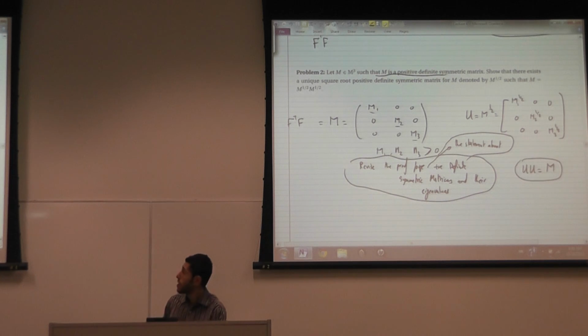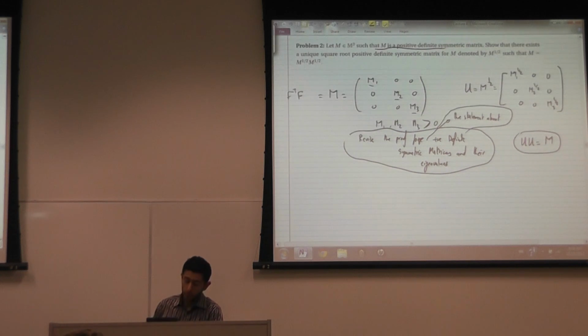Now, is it unique? Can I find another one? It is unique because this positive square root is unique. You only get one positive square root. But let's assume there are two positive definite symmetric matrices. Assume U1 is a positive definite symmetric matrix, and U1 squared is equal to F transpose F. And assume I have another one, a positive definite symmetric matrix, U2, and U2 squared is equal to F transpose F.